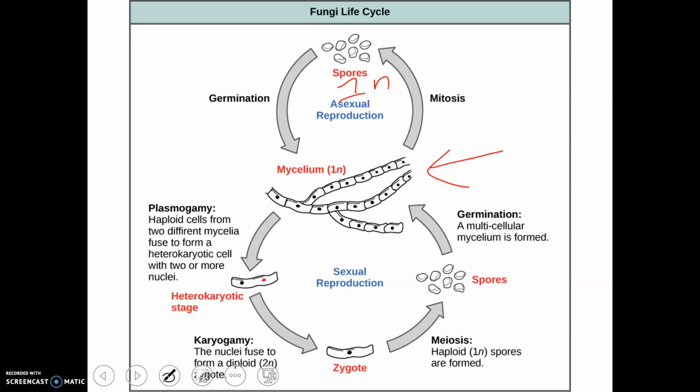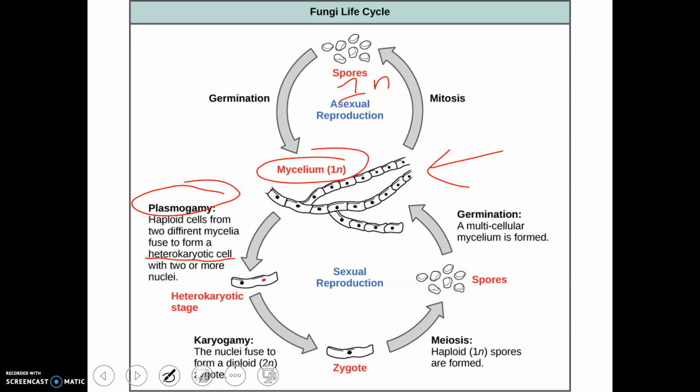Now, for the sexual reproduction, you're still starting with the mycelium that are haploid. They undergo something called plasmogamy. Plasmogamy is when haploid cells from two different mycelia fuse to form a heterokaryotic cell that has two or more nuclei. So this is the heterokaryotic stage, and it's showing one nucleus that's black and one that's red. So you can see that they're coming from two different mycelia.